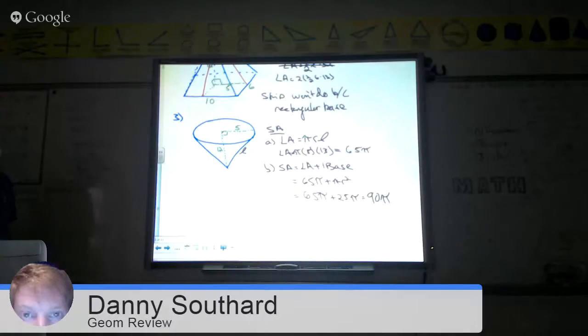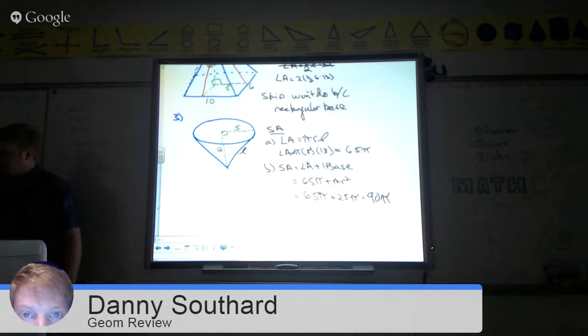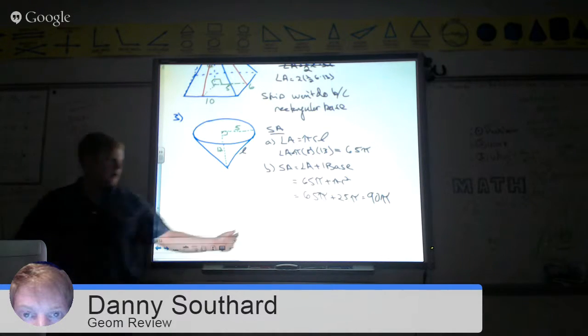$90 pi. Oh, wait, would it be 95 squared? No, units squared. Because, wait, what did you square, pi? No, not squared pi. Plus pi. Not squared pi. But you see what I'm saying? Oh, because there's 2 pi's here?